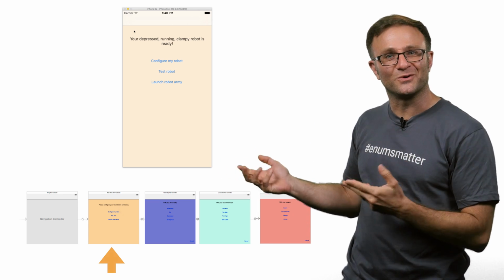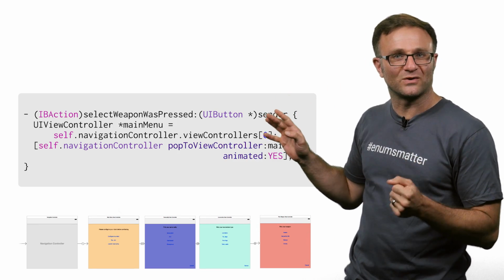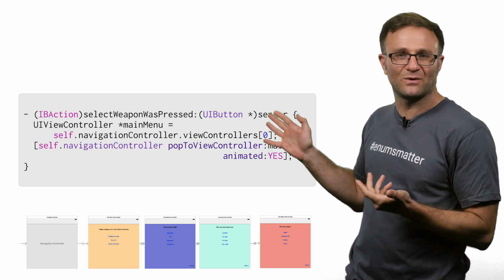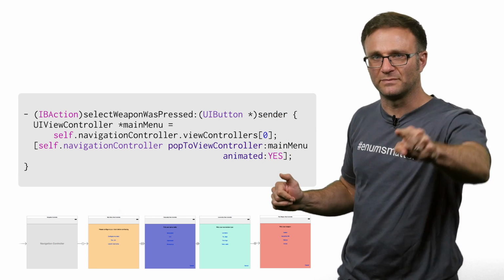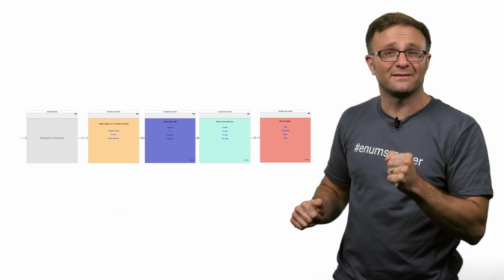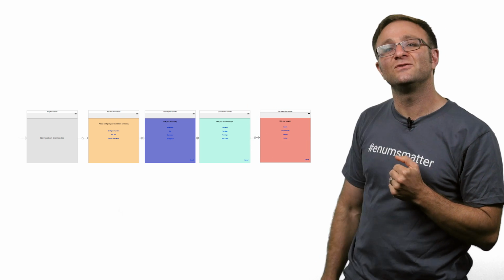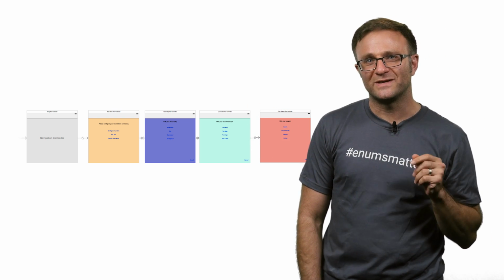One way is by using code. When I finally select my weapon on the last screen, I could add in a little code like this and everything would work. I jump back to the main menu. But not always. In a simple example like this, sure, I know exactly what order my view controllers will be in. But that won't always be the case.